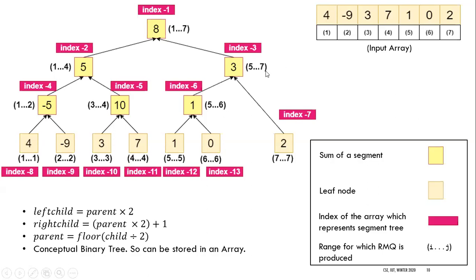Where does this index come from? This index comes from the original array. So here, if I go from 5 to 7 in the original array, I will find that 1 plus 0 plus 2, that is 3. So 3 is represented here.